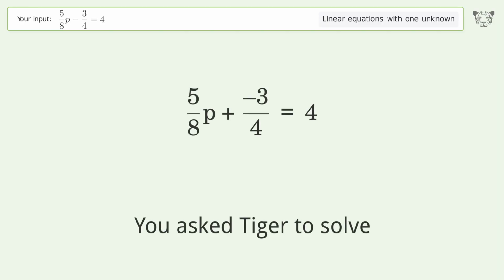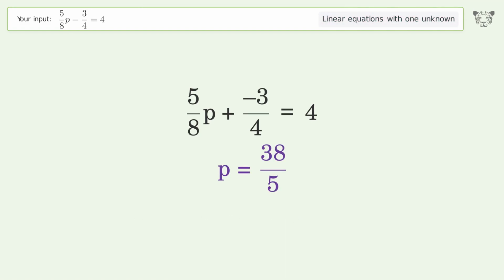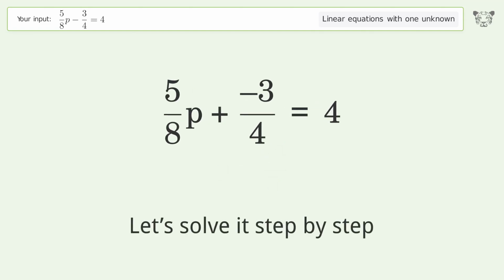You ask Tiger to solve. This deals with linear equations with one unknown. The final result is p equals 38/5. Let's solve it step by step.